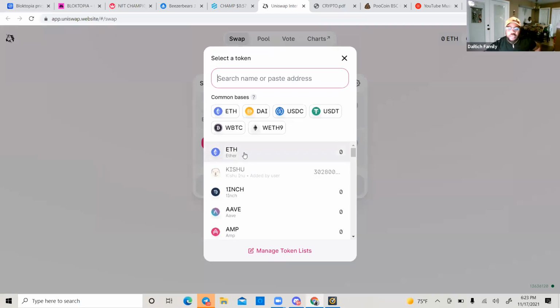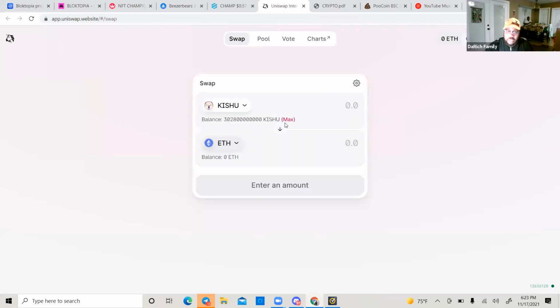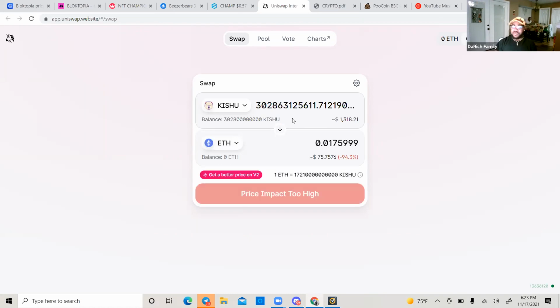And I select the token that I want to transfer to. Since this is the Ethereum network, you transfer to Ethereum. So I click max, and that means I have $1,300 worth of Kishu. That's going to let me exchange it from Kishu, a meme coin, into Ethereum, a base coin. Now I can use that Ethereum to do whatever I want, cash it out, make my money, and so forth.